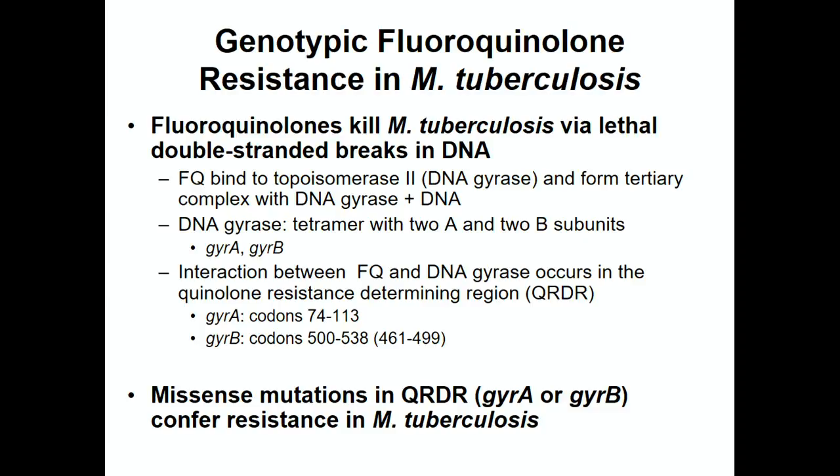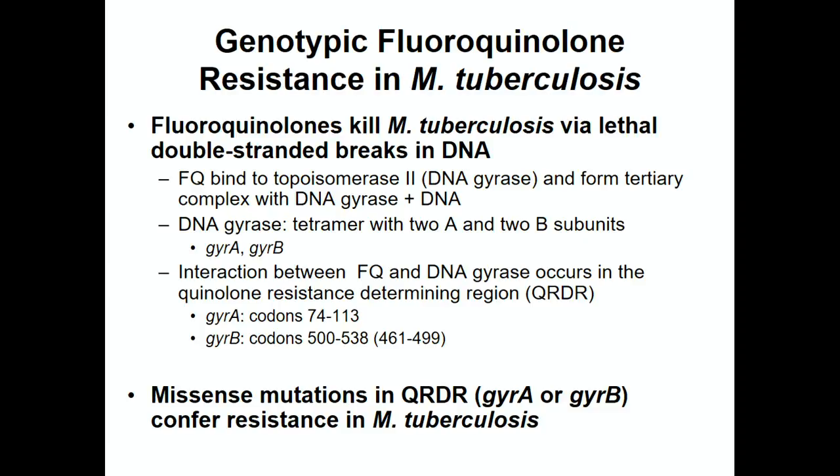Now regarding genotypic testing, again, Dr. Aubrey will go into greater detail, but just by way of background, we know that quinolones kill TB via lethal double-stranded breaks in DNA. The quinolones bind to DNA gyrase and form a tertiary complex together with gyrase and DNA. And DNA gyrase is composed of 2 subunits, gyrase A and B. The interaction between the quinolones and DNA gyrase occurs really primarily at the quinolone resistance determining region, or QRDR, and that's defined by these codons in gyrase A and gyrase B.